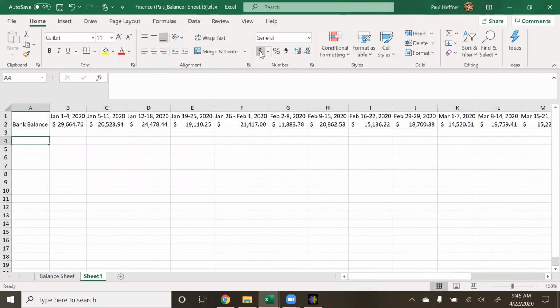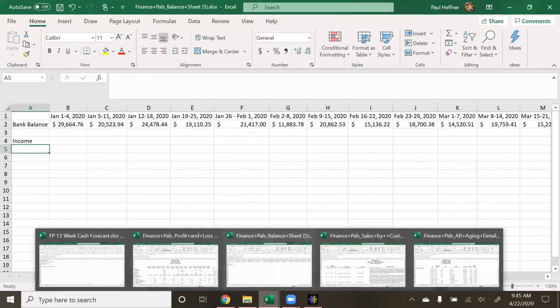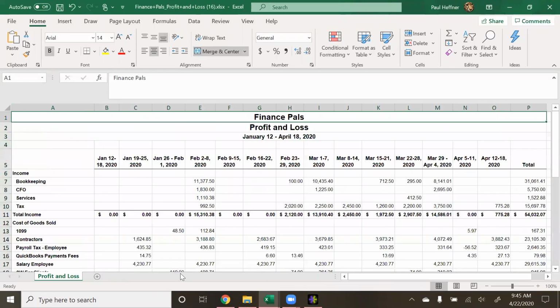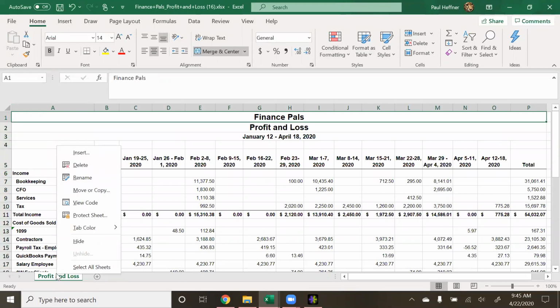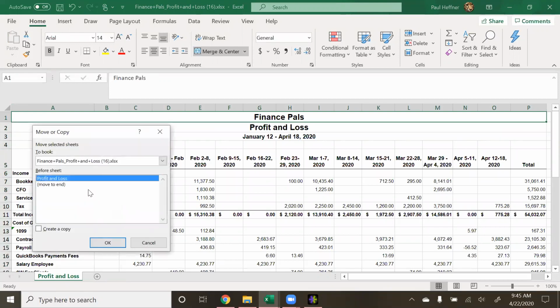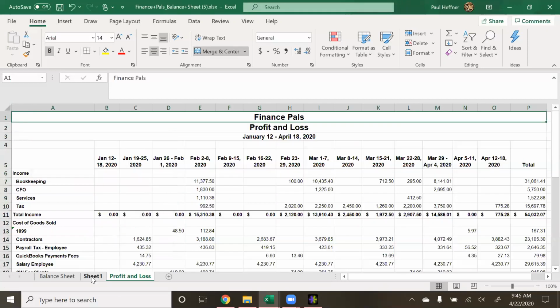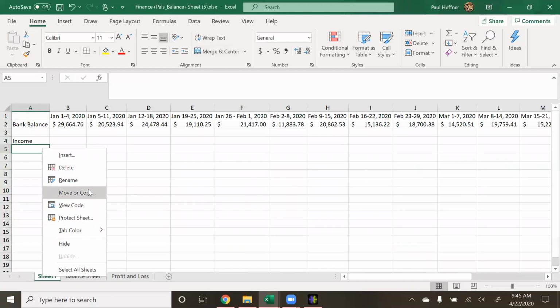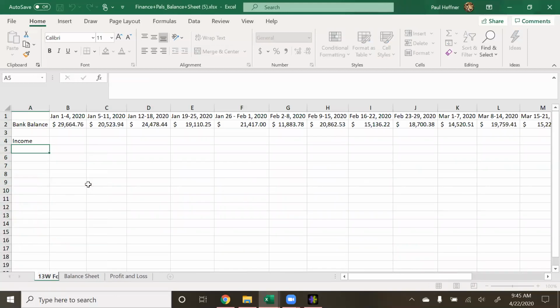Next, we want to see the cash coming in. So we'll say income. And before I do that, I'm actually going to move this because it's easier. If you right click on this down here and go to move or copy, then you can create a copy and move it to your balance sheet file, so it's all in the same file. This is going to be our summary. We'll just call it the 2-week forecast.